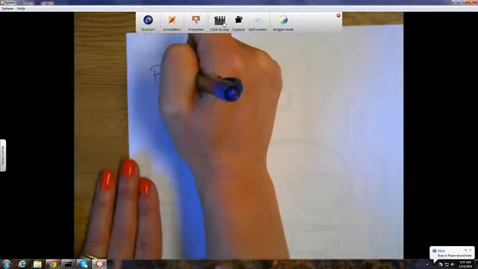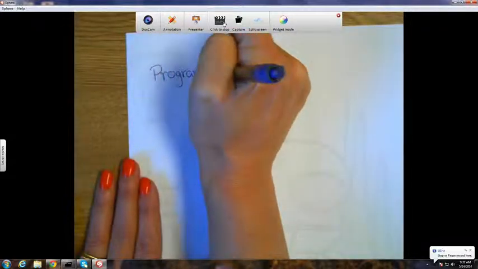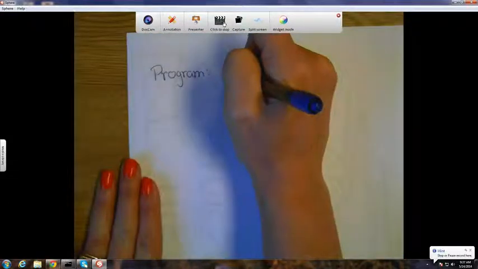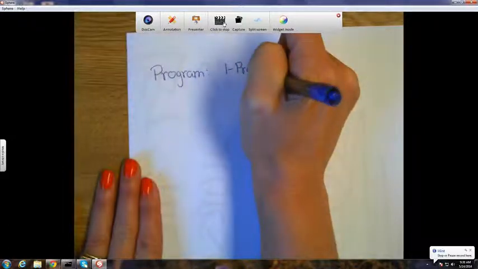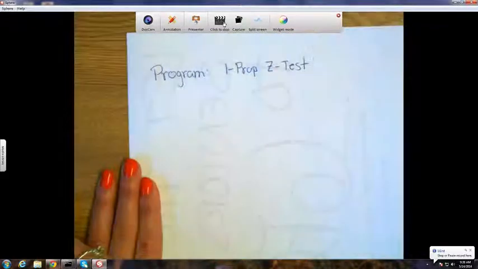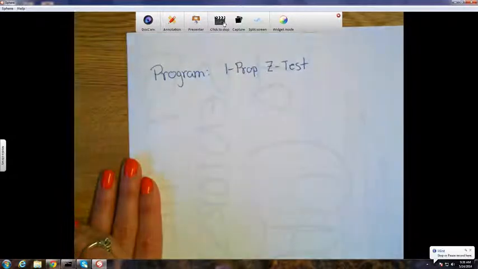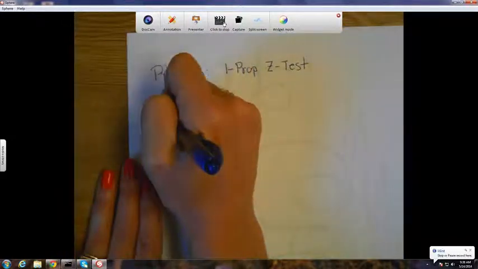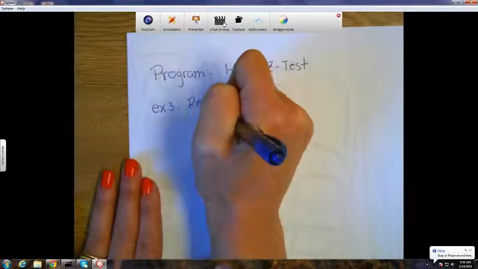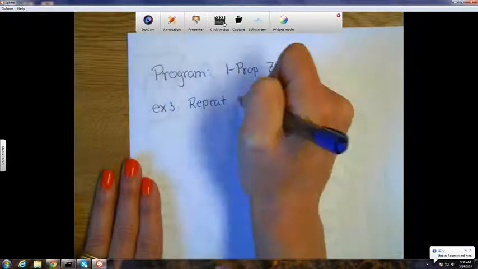Okay, our last one's going to be a program one. We'll see what's in the program. What's our program going to be called? Any guesses? One prop for one proportion. Z-test. One prop Z-test. Okay? Let's repeat. Number one. Example one.